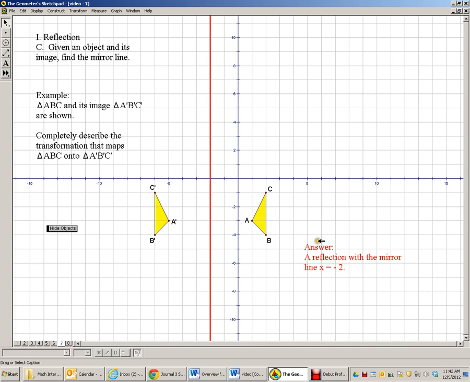So we would describe this transformation as a reflection with a mirror line of x equals -2, since the equation x equals -2 happens to describe that line that is serving as the mirror.